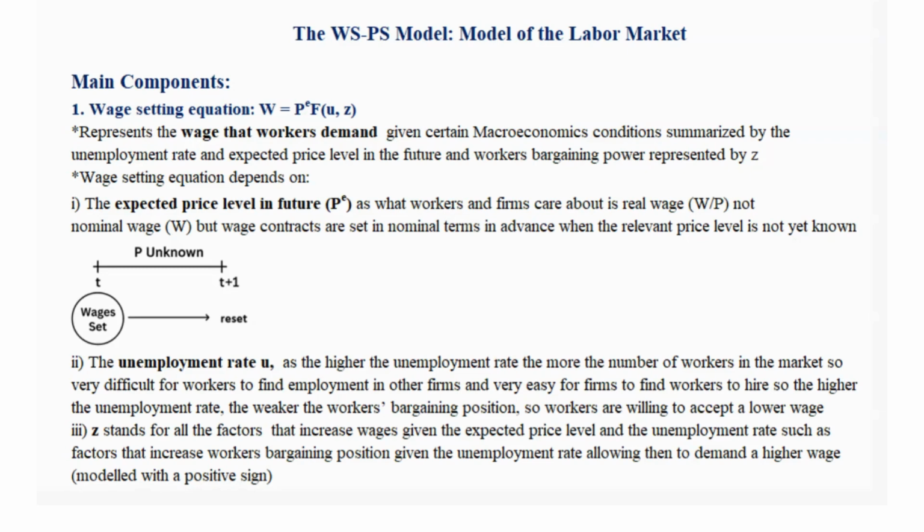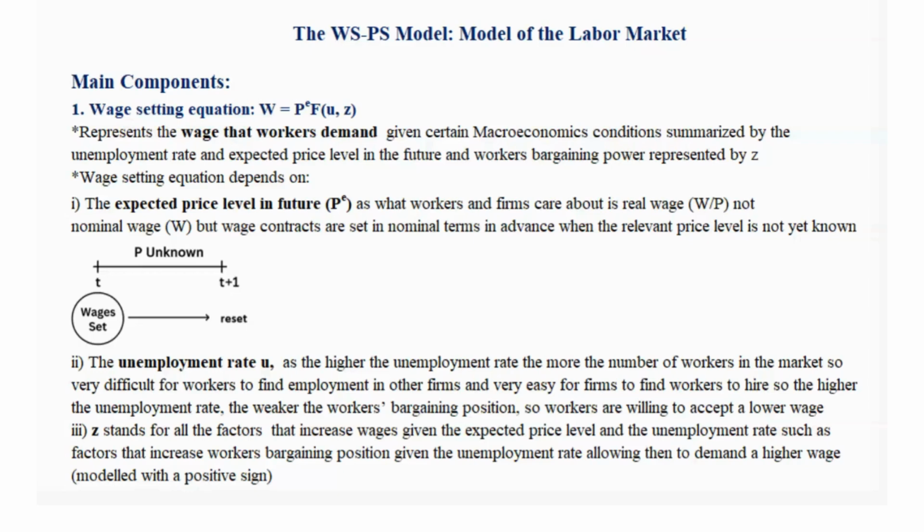Now, let's first discuss why wages demanded depend upon price level to begin with. The wage demanded depends upon price level because what workers and firms care about is the real wage, not the nominal wage. Nominal wage is the dollar wage paid to workers, while real wage is the nominal wage adjusted for inflation. So they care about real wage, not nominal wage. So this explains why the wage demanded will depend upon the price level.